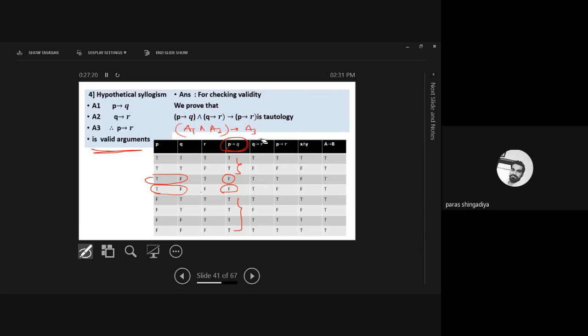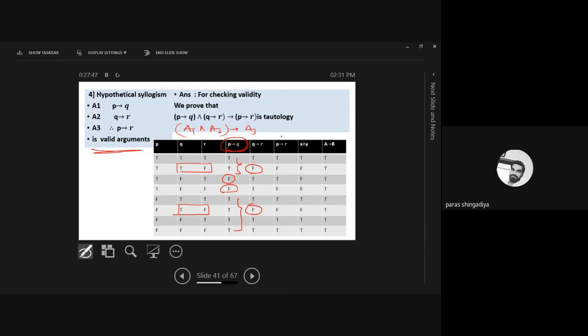Now let us check the answer of A2. Q conditionally R. Q has to be implied on R. So in the second row, that is TF. In this sixth row, that is also TF. Clear? So it will be F there, and rest of all the entries will be T. You can check this column. Here it is F, and everywhere else it is T.